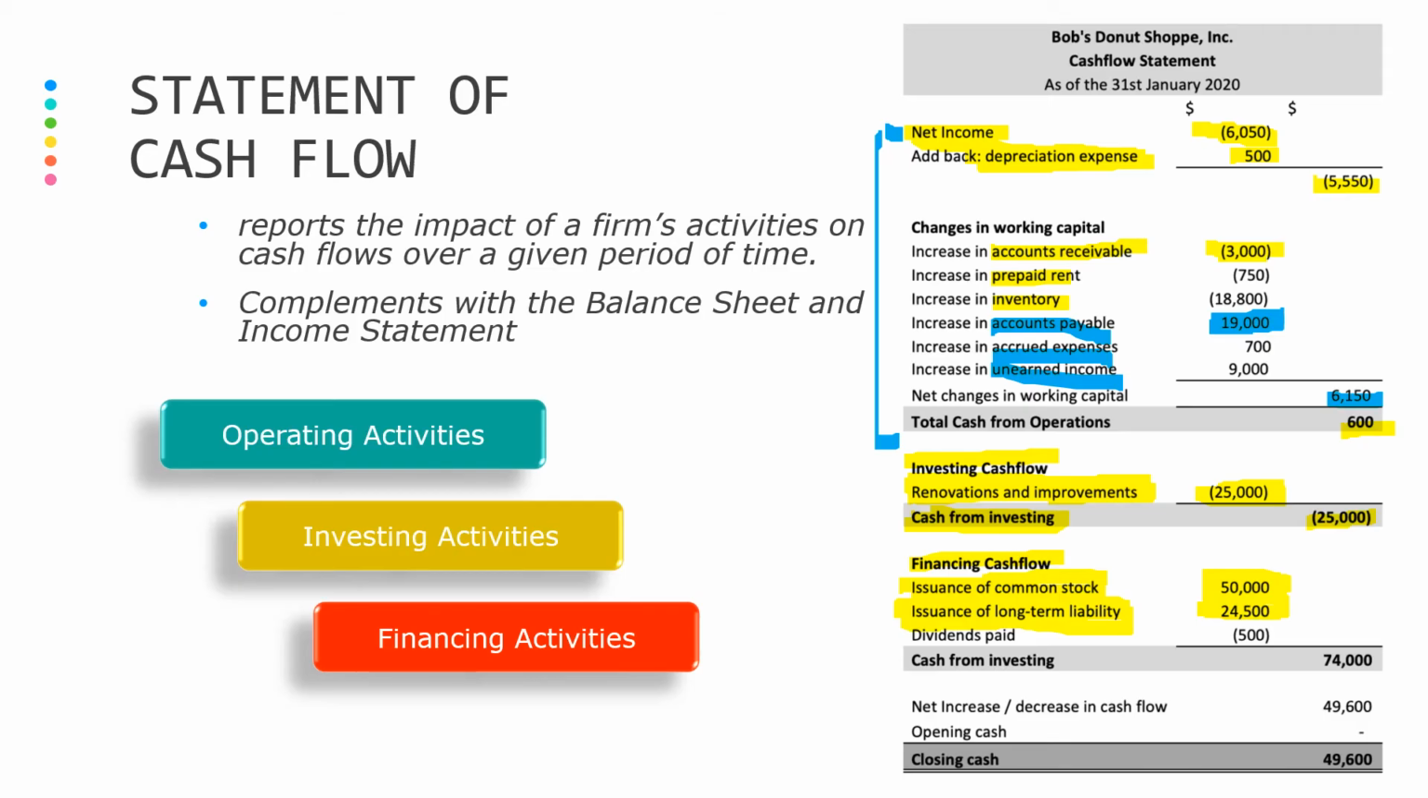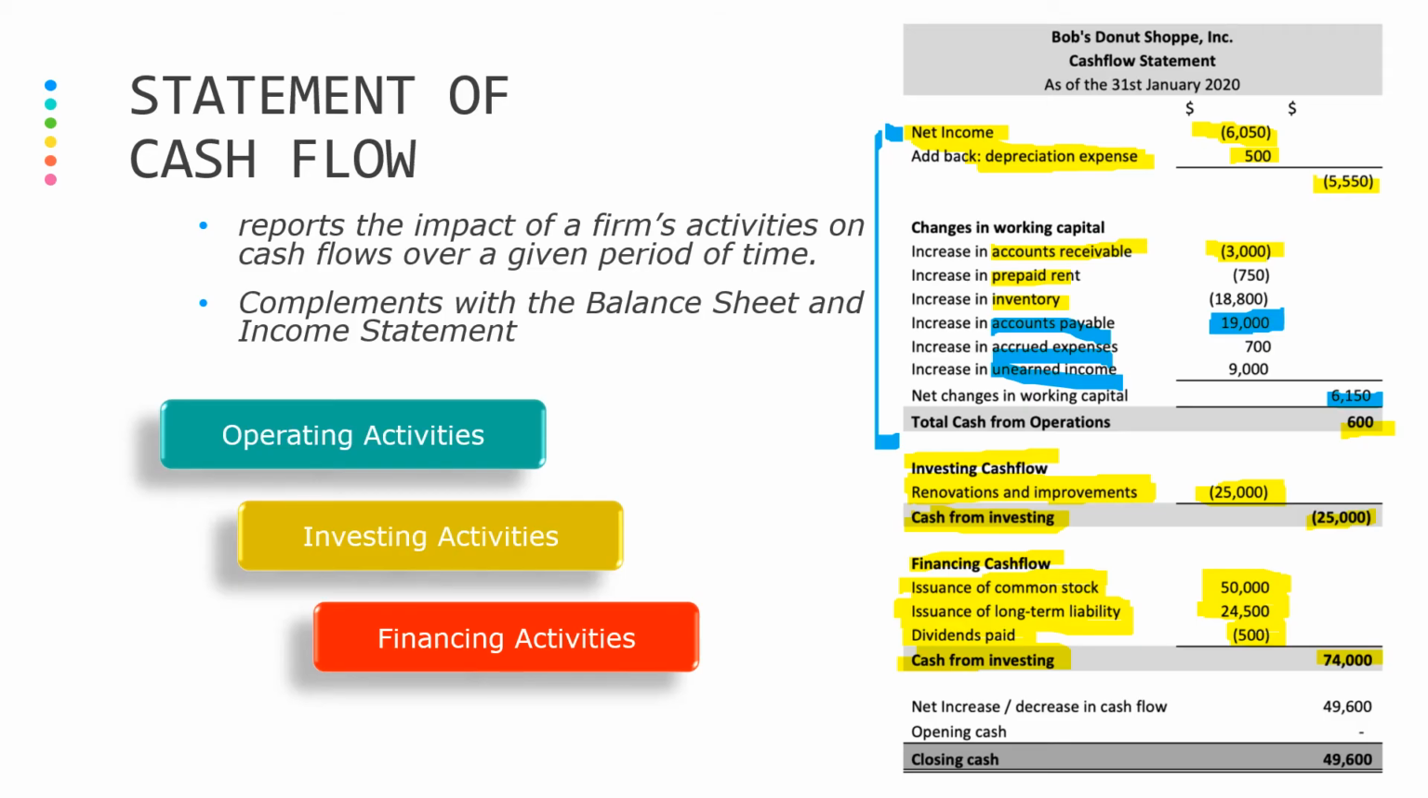$24,500. Now, when the company pays its dividend to its shareholders, definitely the company is using its cash to pay for its dividends. So that is a cash outflow. So it is a negative 500. So we have here a cash from financing, a positive $74,000.